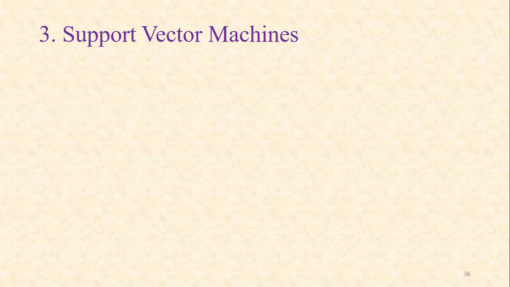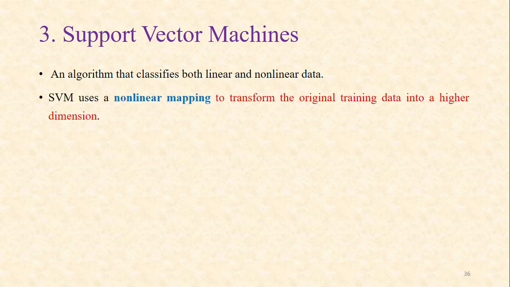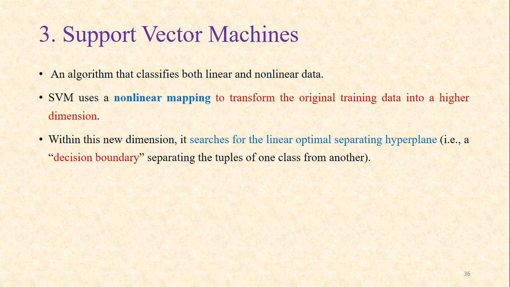In this video, we are going to learn the support vector machine classification algorithm. The major advantage of this algorithm with respect to other classification algorithms is that it classifies both linear and nonlinear data. SVM uses a nonlinear mapping to transform the original training data into a higher dimension. Within this new dimension, it searches for the linear optimal separating hyperplane, that is, a decision boundary separating the tuples of one class from the other.